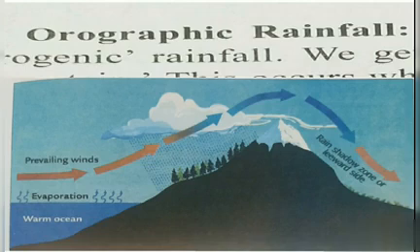The next rainfall is orographic rainfall. Orographic rainfall is also sometimes called orogenic rainfall. It is the other name. The term orogenic is from the Greek word oros, meaning mountain. Orographic rainfall occurs when moist winds are forced to rise over a mountain or other elevation in their path.